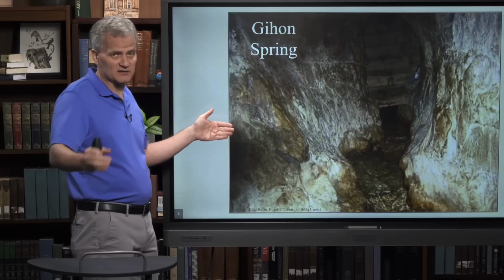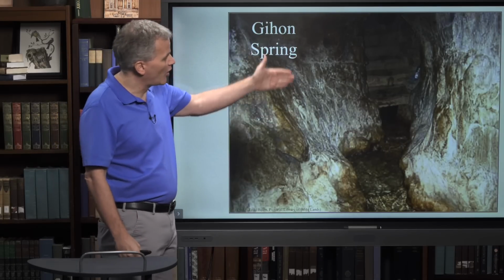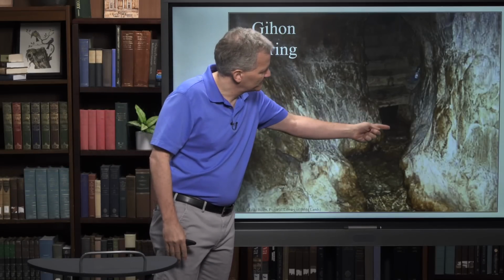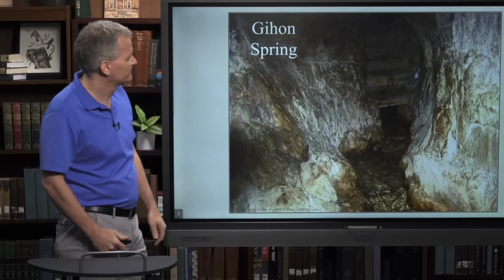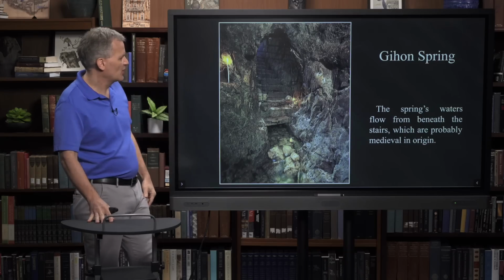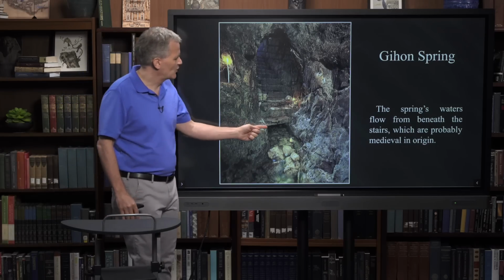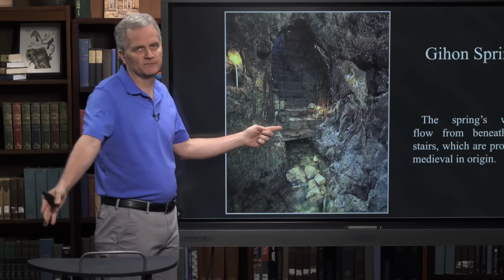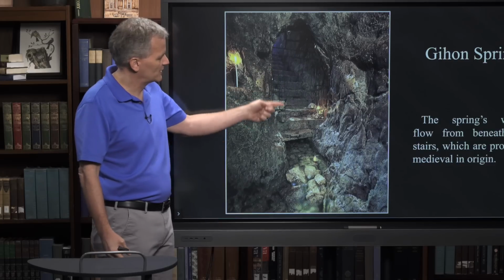Just as we saw with Hezekiah's tunnel, we see that there's limestone wall all around, and you can see this exit way for the water to come through this channel. The spring's waters flow from beneath the stairs, which are probably medieval in origin. So even though you see the staircase here, don't think that goes back until Hezekiah's day. Instead, it's almost certainly from the medieval period.